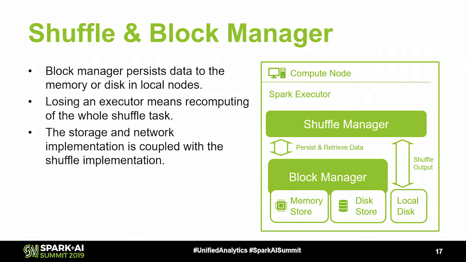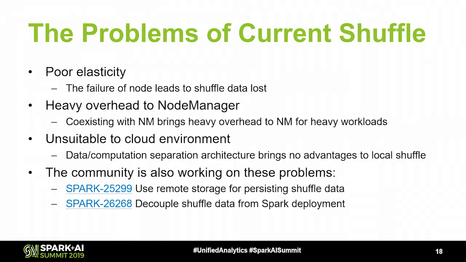One of them is that this shuffle manager contains the logic of the shuffle algorithm as well as the logic to persist the data and handle the network. It makes it hard for us to switch the network or the storage under this shuffle manager. There are several problems with this current shuffle implementation. One of them is poor elasticity. Because the block manager lives with the executor, if your executor dies, you lose all the references to the data on that executor's block manager, and any data in that block manager has to be recomputed.